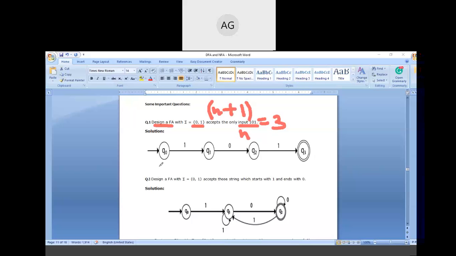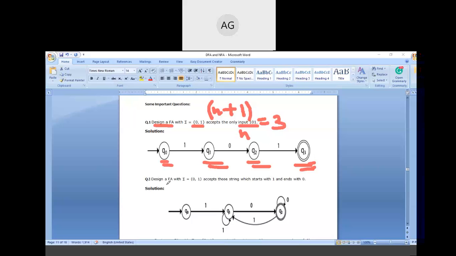How many states will be possible? As you can see here, you can traverse to the final state through 101. So how many states do you go through? Q0, Q1, Q2 and then Q3. It means 4 states. Your input length is 3, so the number of states possible for accepting the input string is n plus 1, which is 4 here. Just remember this.